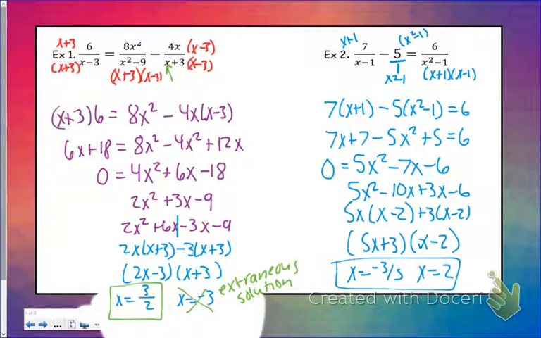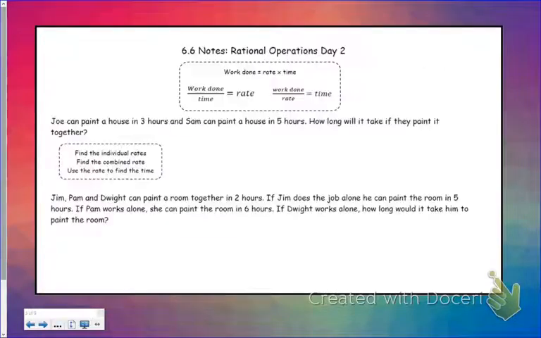Again, plug both of these in and make sure they actually work. So at first glance, they don't make you divide by 0, which is a good sign. But you also want to double check just to make sure you didn't make any sort of mistake somewhere in there. All right, so the last thing that we're going to look at are some word problems.